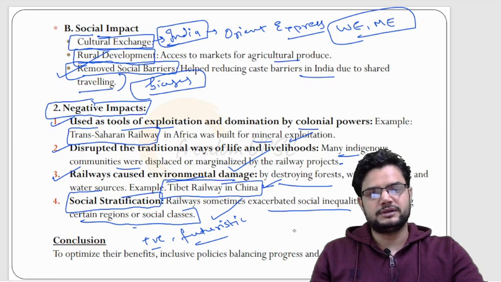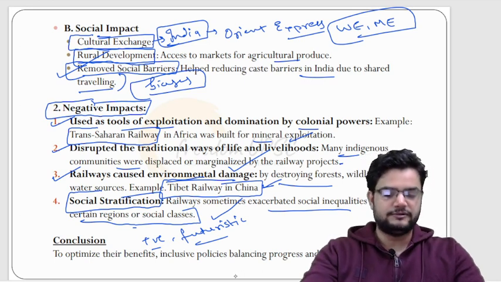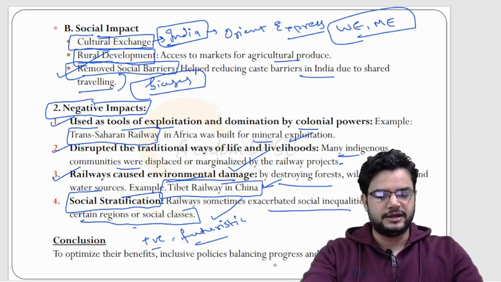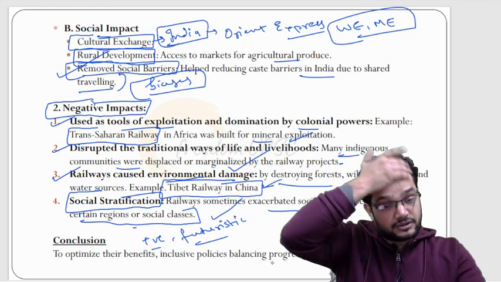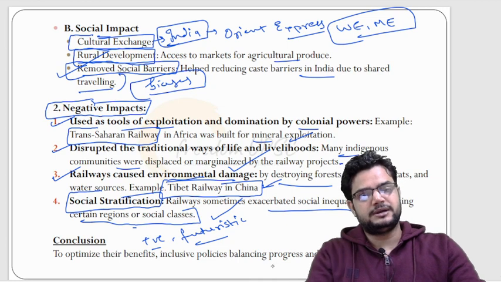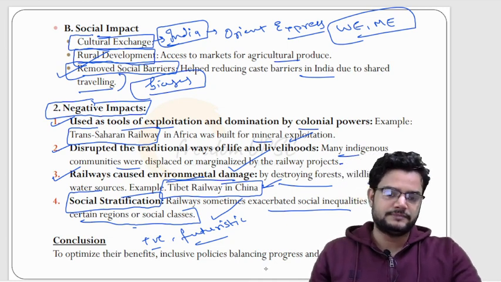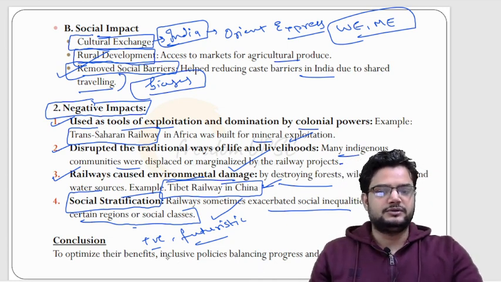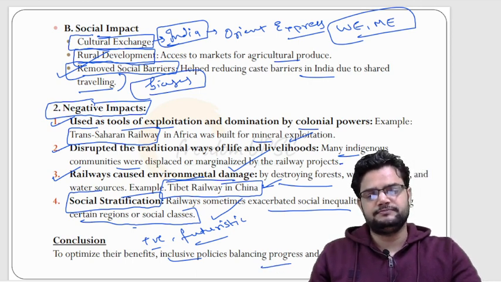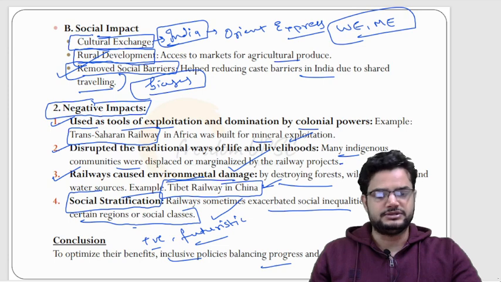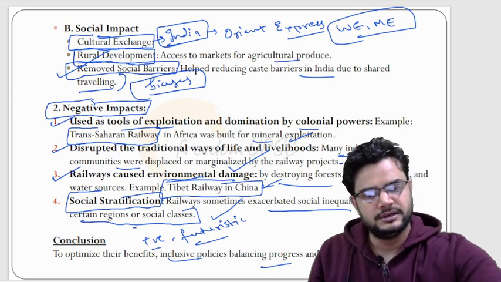In conclusion, you can say that railways globally transformed societies and economies, fostering prosperity. However, they may also raise concerns like environmental impact and social disparities. So it is needed that inclusive policies and a balance of progress and sustainability be ensured. This is how you can complete the answer.